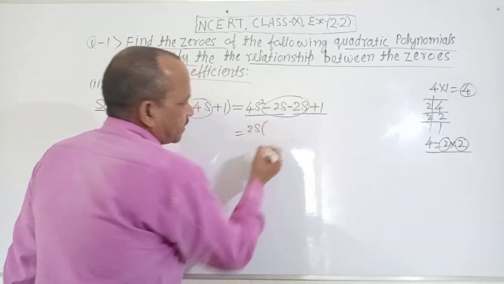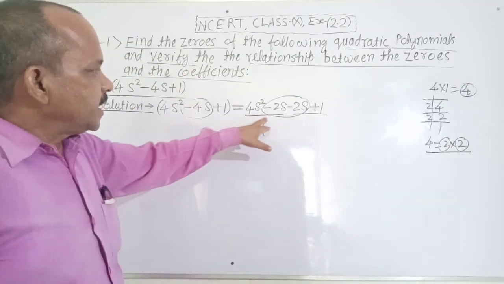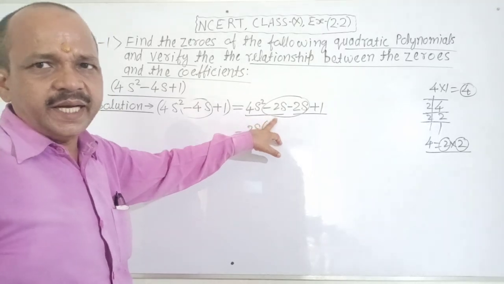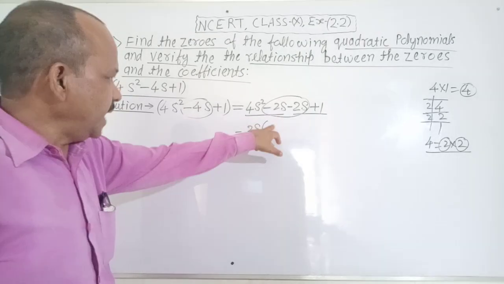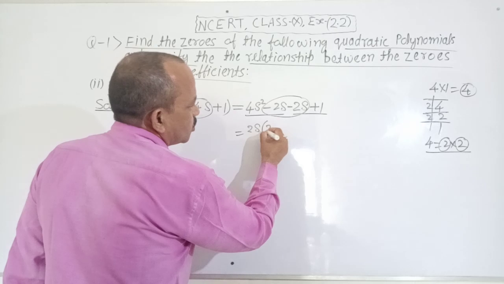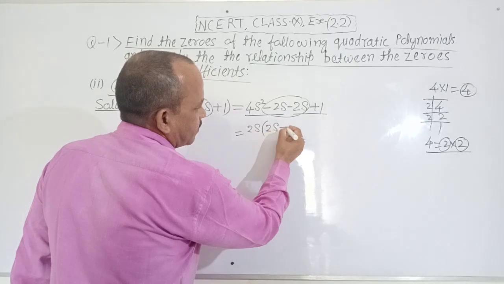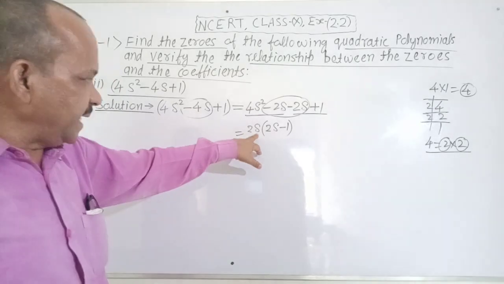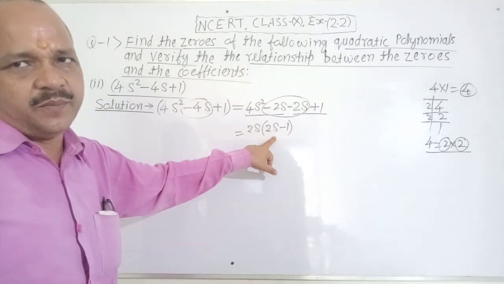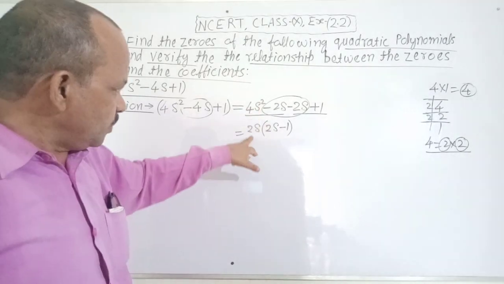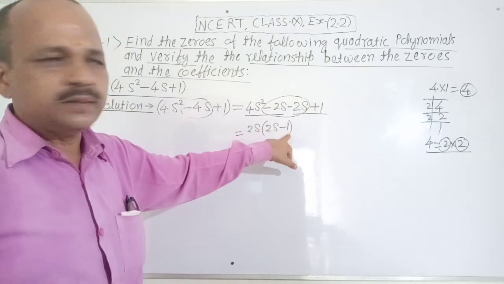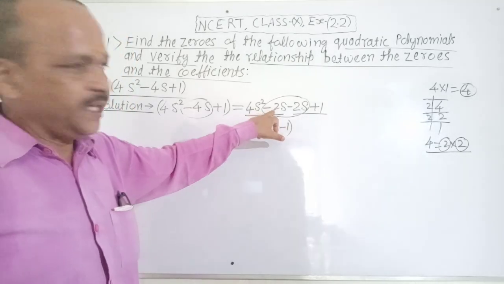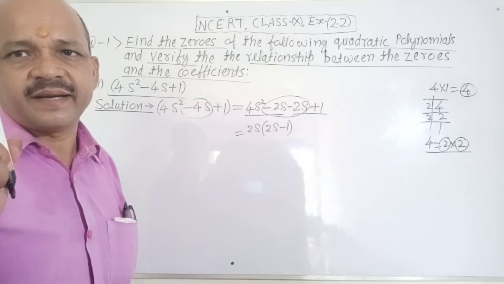Here you can take 2s common. In the first pair you can take common 2s. Here you can write 2s and here minus 1. If you multiply 2s and 2s, it becomes 4s square. If you multiply 2s and minus 1, it becomes minus 2s. It means your process is correct.